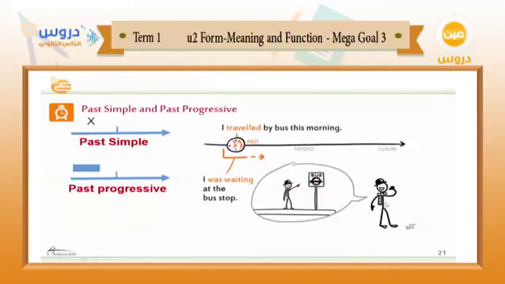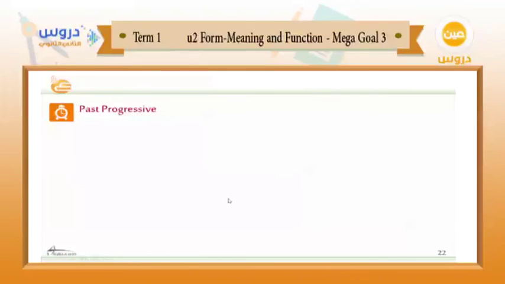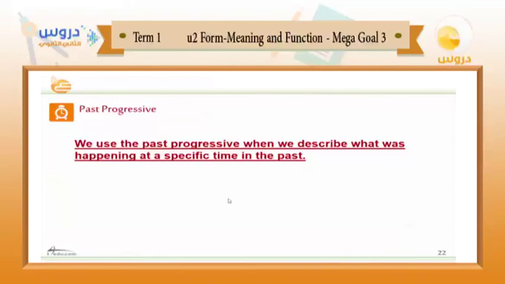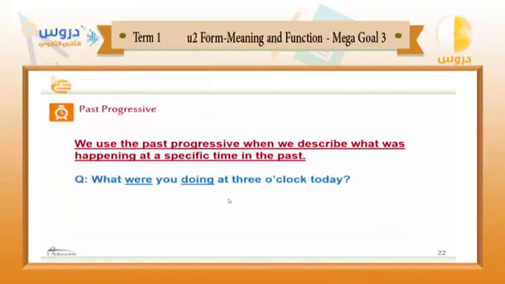So he traveled, and he was waiting. Now he traveled by the bus and he was waiting at the bus stop. We use past progressive when we describe what was happening at a specific time in the past. For example, what were you doing at 3 o'clock today? I was driving home from work.